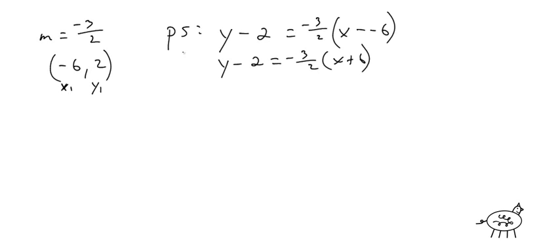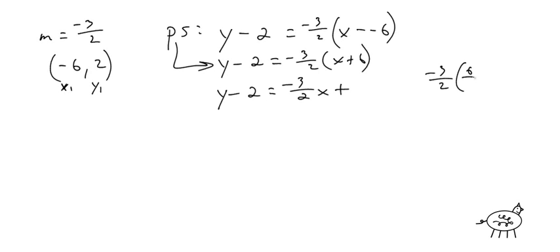If I ask you for point-slope form, that's it, math fans. And then what I'm going to do is I'm going to distribute that. So to put it in slope-intercept form, y minus 2 equals negative 3 halves x plus, and if you want to do this a little bit on the side because it's a fraction, negative 3 halves times 6 over 1. So it's a 1 and a 3.